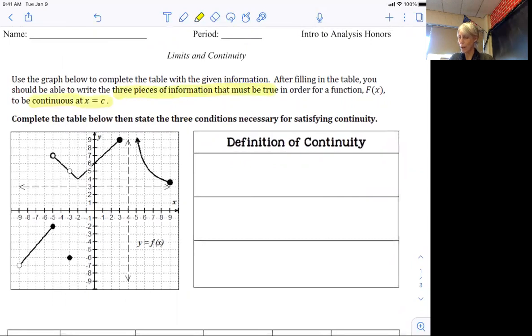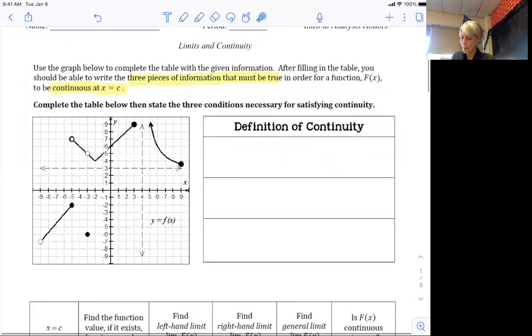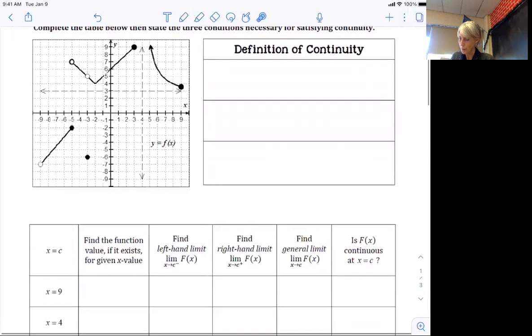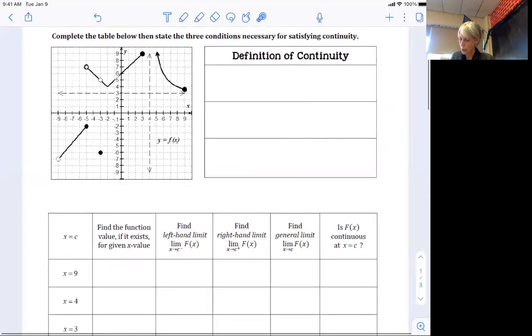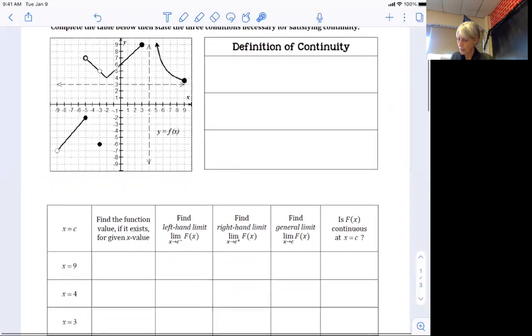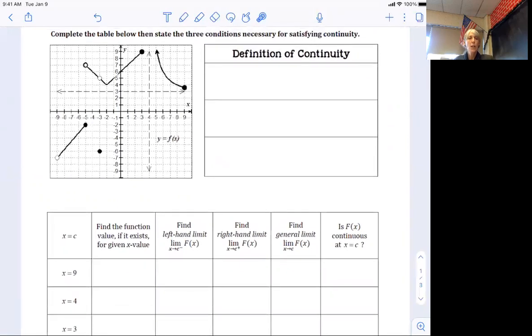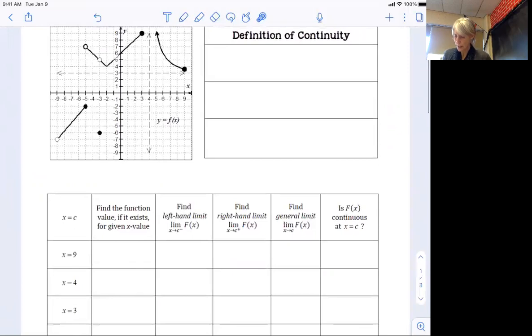Okay, so we're going to worry about filling this out in just a few minutes, and we're going to have to do a little bit of working with this table. So first of all, if we look at the table below, x equals c. In that left column there, we're going to cross off x equals 9. I'm not going to worry about that one.